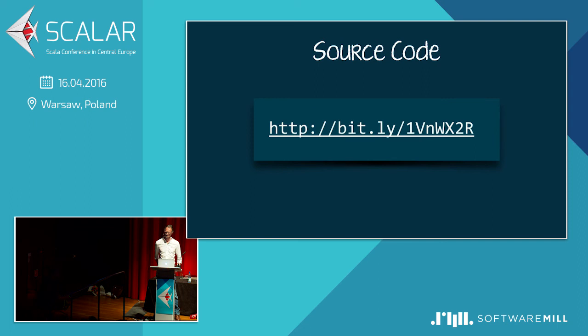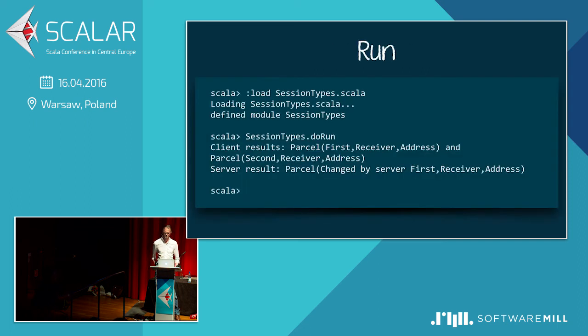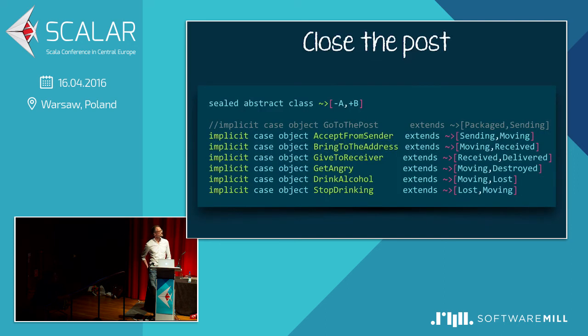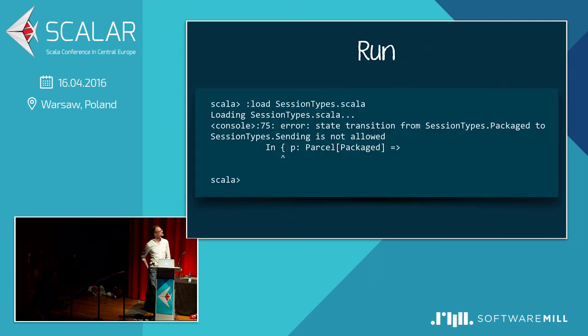Now how it works: we can load this Scala class, and it compiles, and we can run the session, and it runs, and then everybody's happy. So we can change something, though, so that we're doing something wrong. For example, we can close the post. So we make this transition impossible. In this case, we'll get a compile time error message from the compiler that this transition is not allowed anymore.